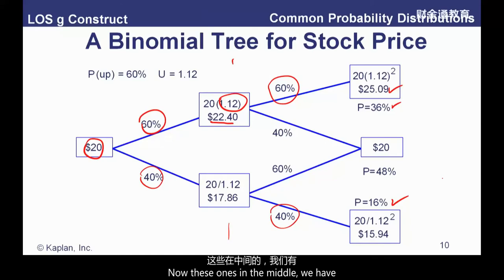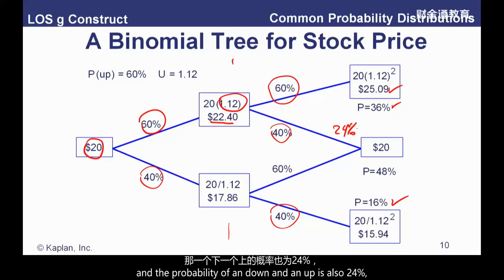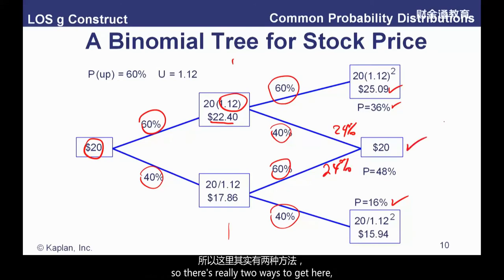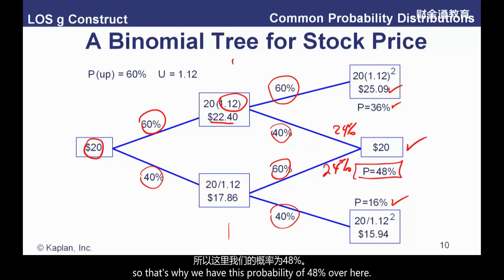Now these ones in the middle, if we have an up move and a down move, we get right back to our beginning asset price of 20, and the probability of an up and then a down move is 24%, and the probability of a down move and then an up move is also 24%, so there's really 2 ways to get here, so that's why we have this probability of 48%.